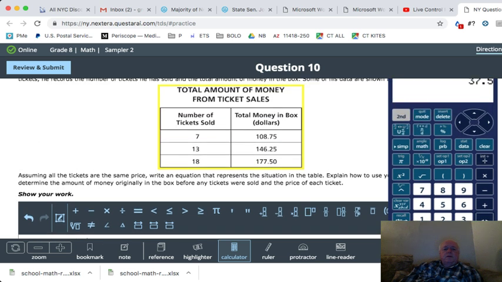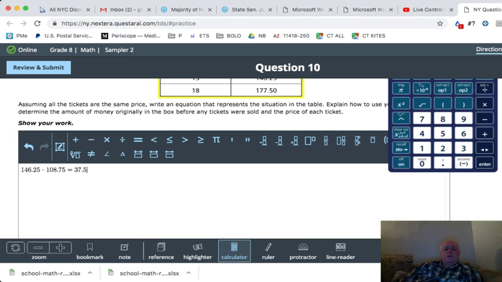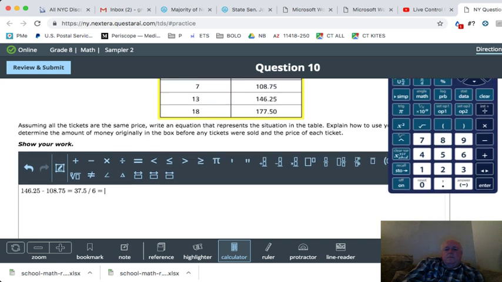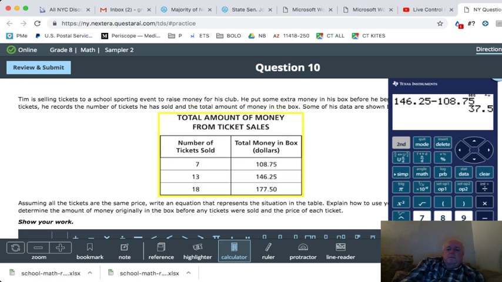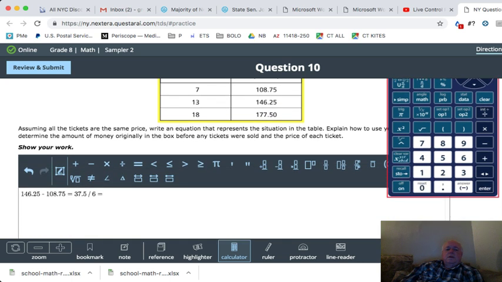And because that was the difference between the first and the second amount, and the difference in the number of tickets was 6, what we're going to do is divide that by 6, and hopefully that's the price per ticket. Okay, so we get $6.25 a ticket.